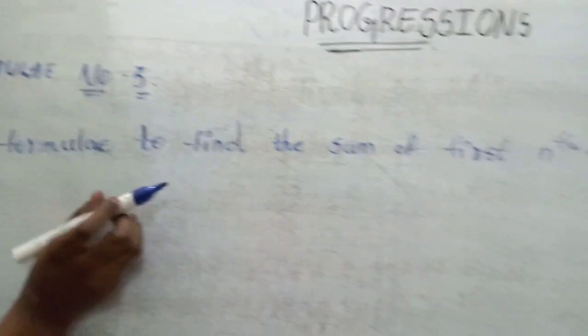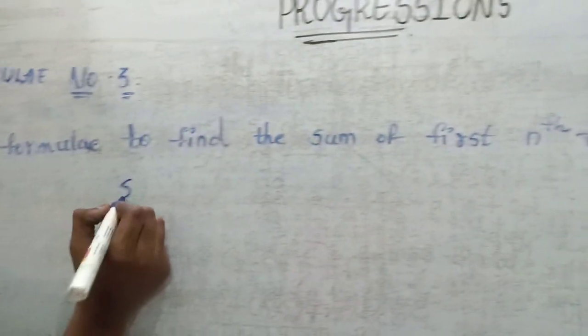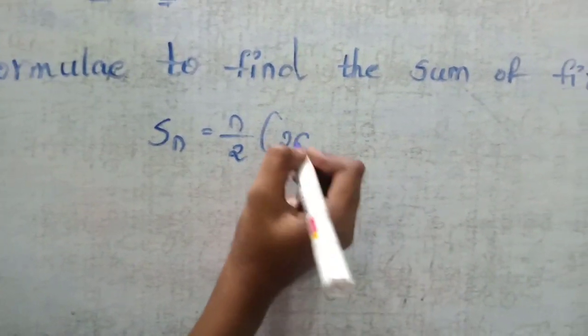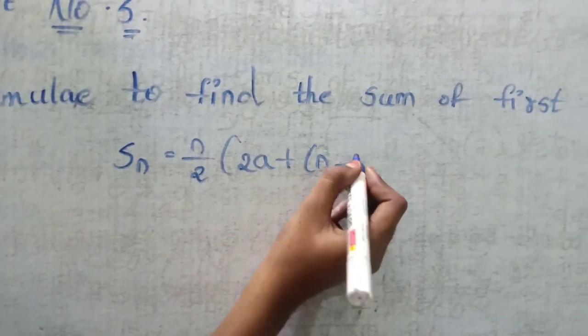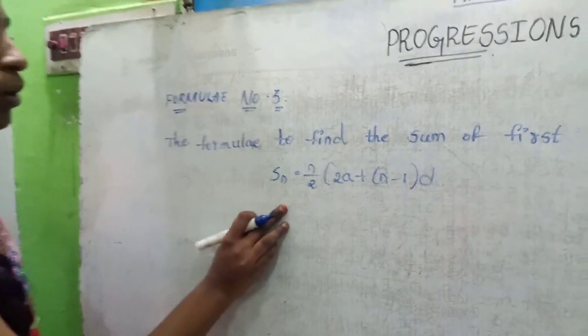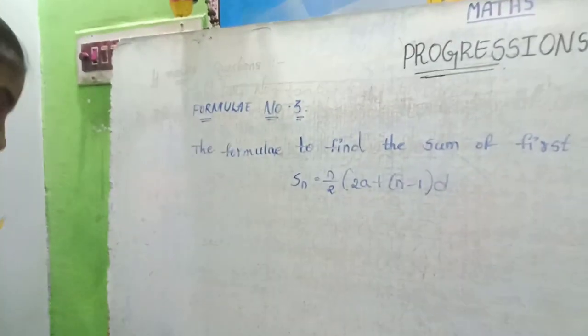The formula to find the sum of the first n terms is Sn is equal to n by 2 into 2a plus n minus 1 into d. Based on this formula, now we will do one sum.